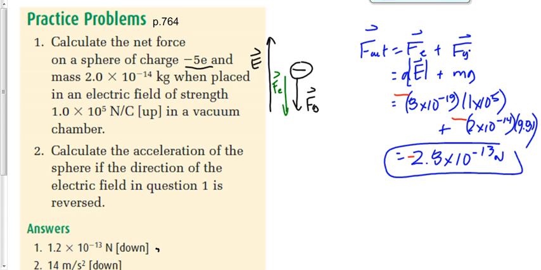They didn't make them both positive. When they did their answer key here, they made the electric force positive and gravity negative. If they had made them both positive, they would have got the same number. It just would have been upwards, right, instead of downwards.